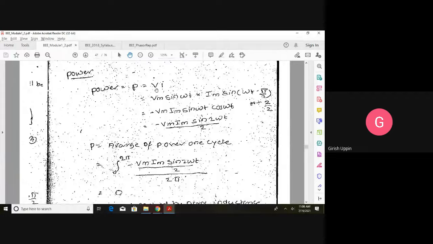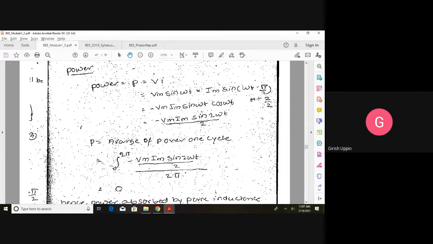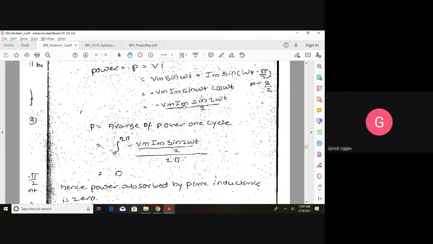And what is the power consumed in the pure inductance? P is equal to V into I. These are all instantaneous values. V is given as Vm sin omega t into I is Im sin omega t minus pi by 2. This sin omega t minus pi by 2 can be represented as minus cos omega t. So we reverse it, minus cos omega t. This is the equation we get, minus Vm Im sin 2 omega t divided by 2.